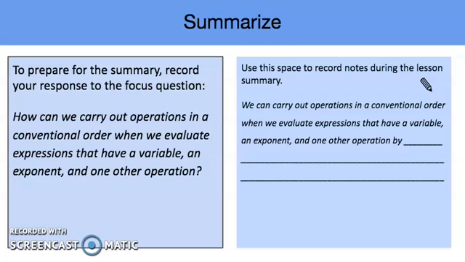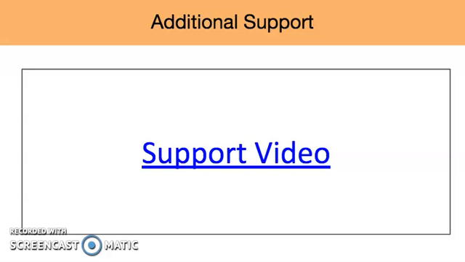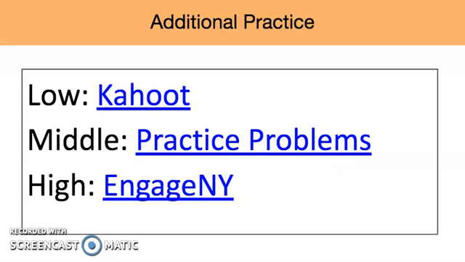And the same goes for the summary. We want students to answer, how can we carry out operations in a conventional order when we evaluate expressions that have a variable, an exponent, and one other operation? You may also want to have students go back through the slides. That way they can get all the possible knowledge from the lesson to answer this question. Highlight to students that are having difficulty this support video. And lastly, for additional practice, you can have students engage in low, middle, or high activities from Kahoot, practice problems from Open Up Resources, or Engage New York.